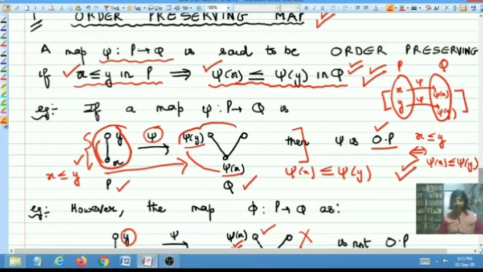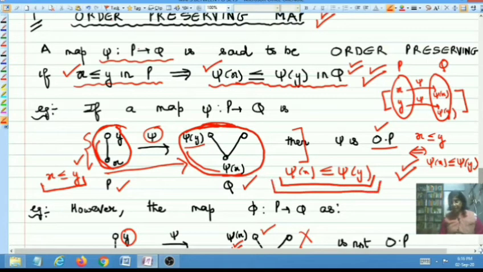if this was your P and if this was your Q, the diagram has been marked with a lot of annotations, but I hope you can make out the diagram. This is your P, which is encircled, and this is your Q, which is encircled, and you can see that the elements are related implies that the images are related. The images are related implies that the elements are related. So this map is an order preserving map. It's an order embedding map, but this map fails to be an order isomorphism. Why? Because it is not an onto map.